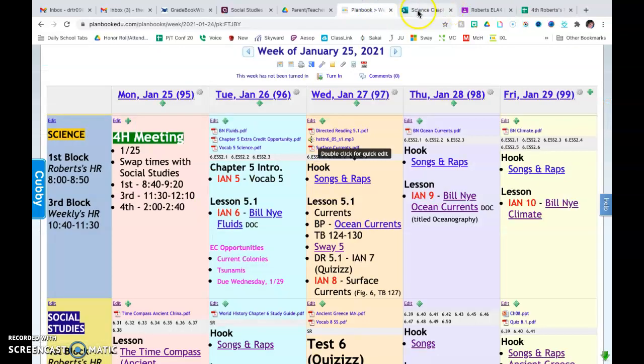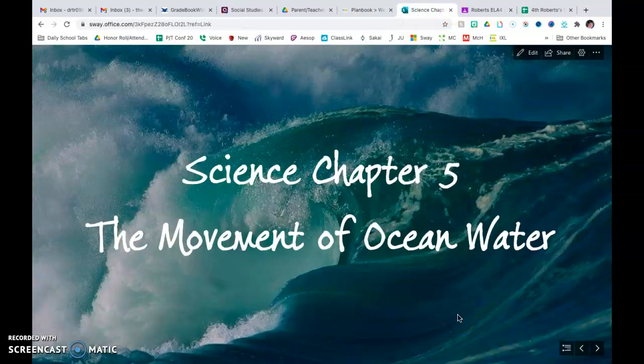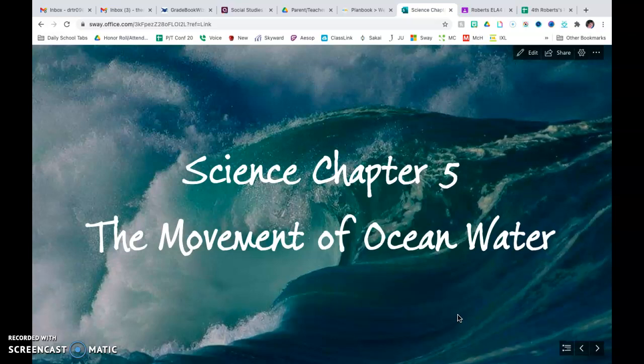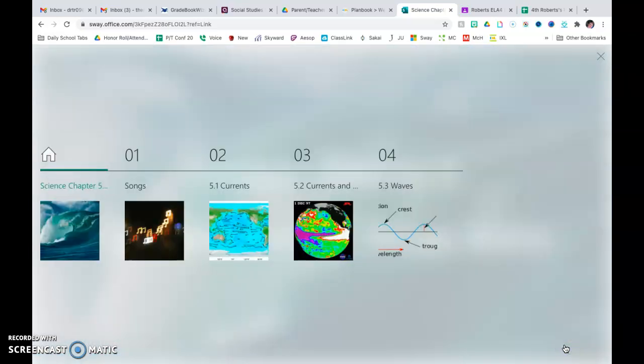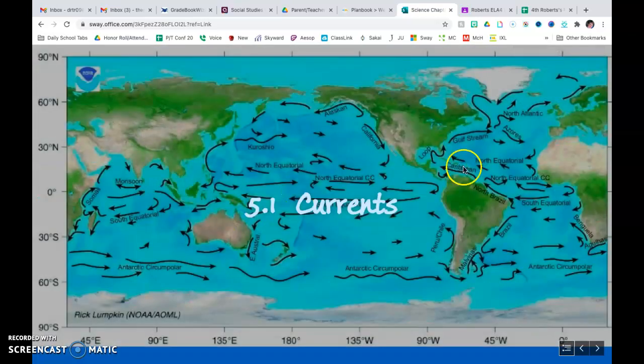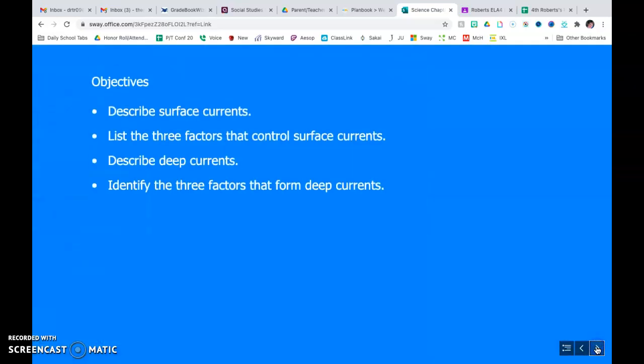We are beginning our study of Chapter 5 today, the movement of ocean water, with Lesson 1. You'll notice there are 3 lessons in this unit, and as always, the songs are at the very beginning. So Lesson 5.1 is dealing with currents. We have 4 objectives today.